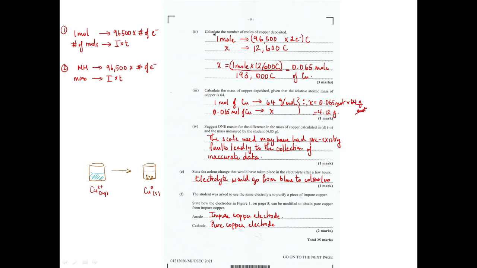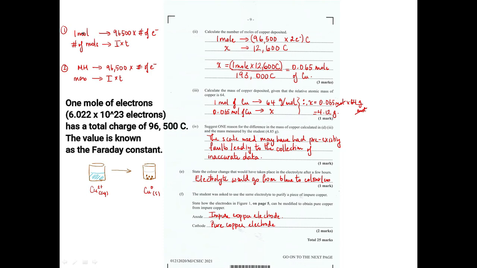Now they went on to ask you to calculate the number of moles of copper deposited. So what you want to do is remember that 1 mole of any substance would require 96,500 coulombs times the number of electrons. So the number of moles will be equal to the amount of charge, so I times T. And so you could also relate it based on mass. Here you just change out these sides to mass, molar mass, and then mass. And so what I did is use moles simply because they asked for moles.